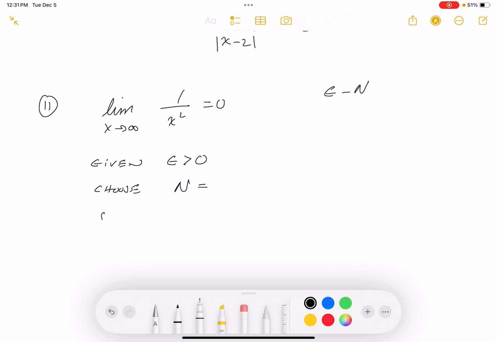All right? Now I can say suppose. Now what do I need to suppose? I need to suppose that x, which is a positive number going towards infinity, is greater than N. And I want to further suppose that N is greater than 0. All right? Okay. Let's check now.